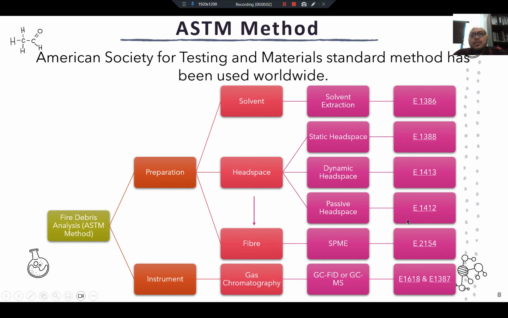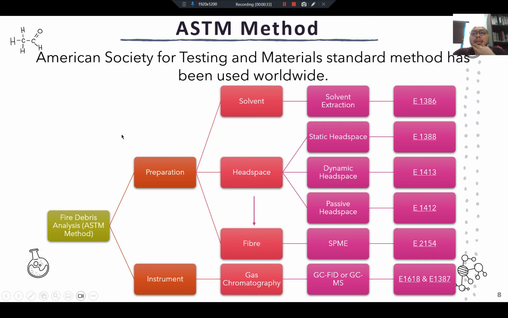For the fire analysis, we focus on the ASTM method. ASTM stands for American Society for Testing and Materials standard method. Right now I divided it into preparation and instrumentation, and I focus on the sample preparation only. For the instrumentation, we will look into it after the first test.